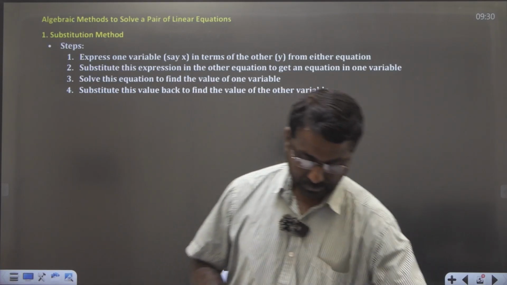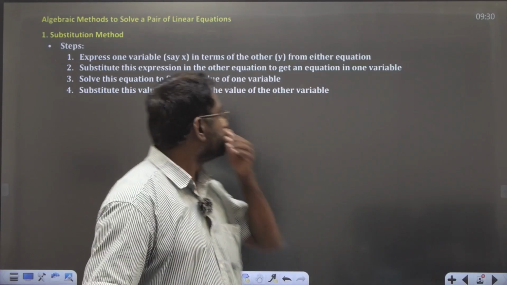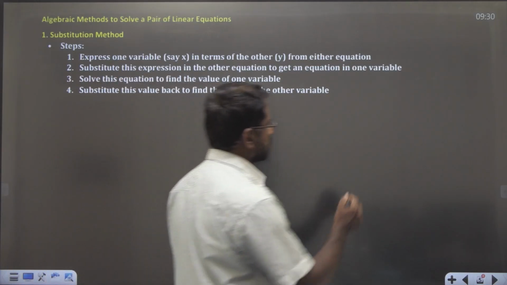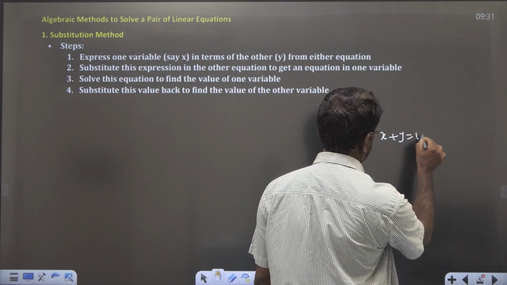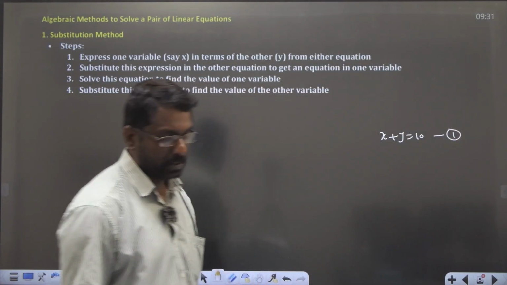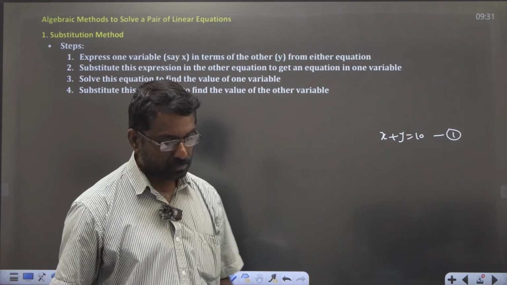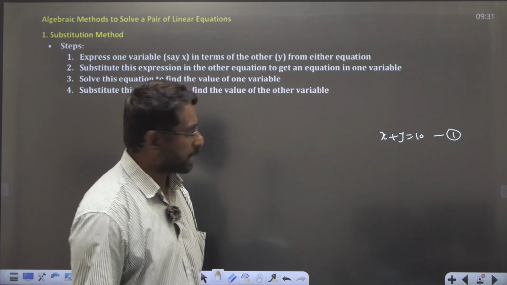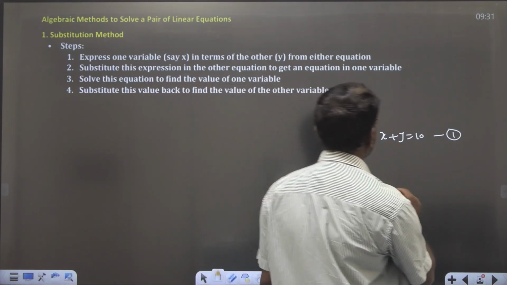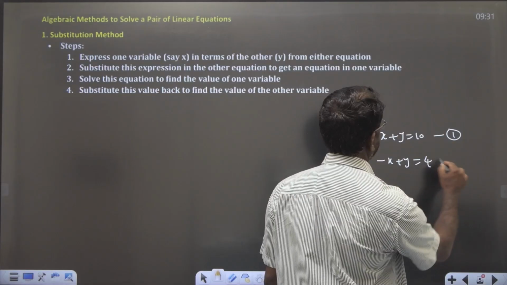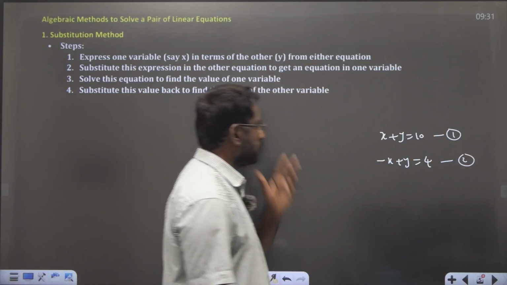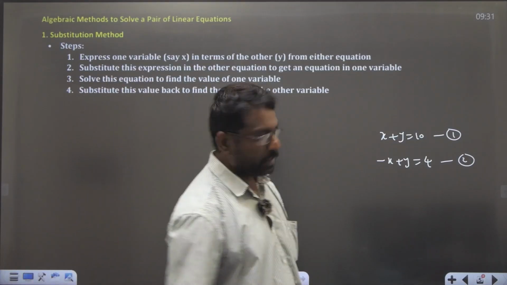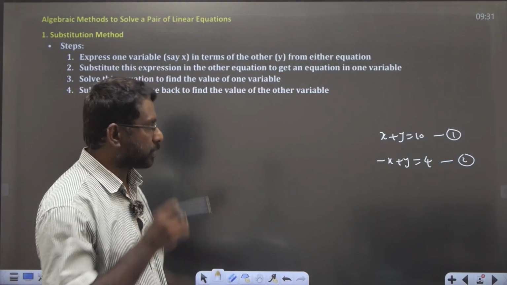Look here. We can give an example. Substitution method. Suppose we have given two equations. One is x plus y is equal to 10. Take it as equation 1. The second equation is minus x plus y is equal to 4. How can we solve it using this method of substitution? x plus y is equal to 10 and minus x plus y is equal to 4.